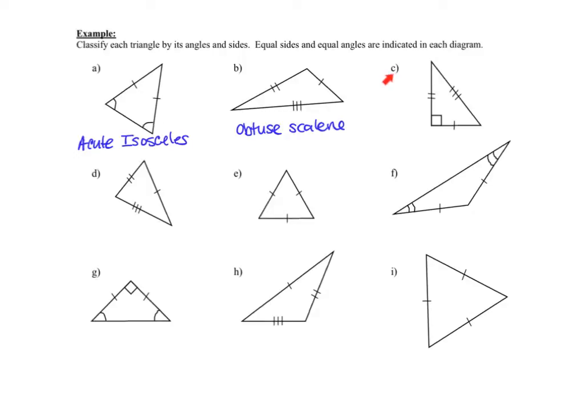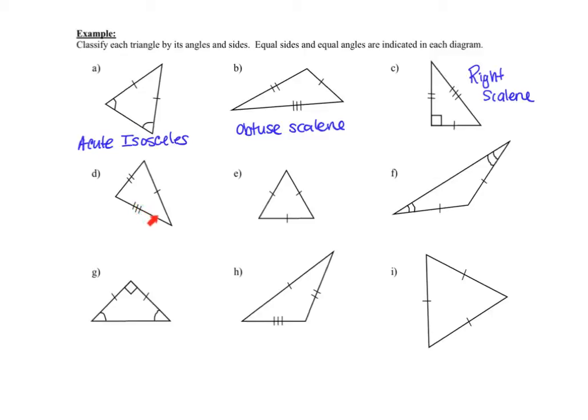Let's take a look at letter C. We have this little box right here, and we have these marks that represent all three of these sides having different lengths. What kind of triangle is this? This one is a right scalene. This little box represents a 90-degree angle, so it's a right triangle. And because these have different little tick marks, that means it's a scalene triangle because all of these lengths are different.